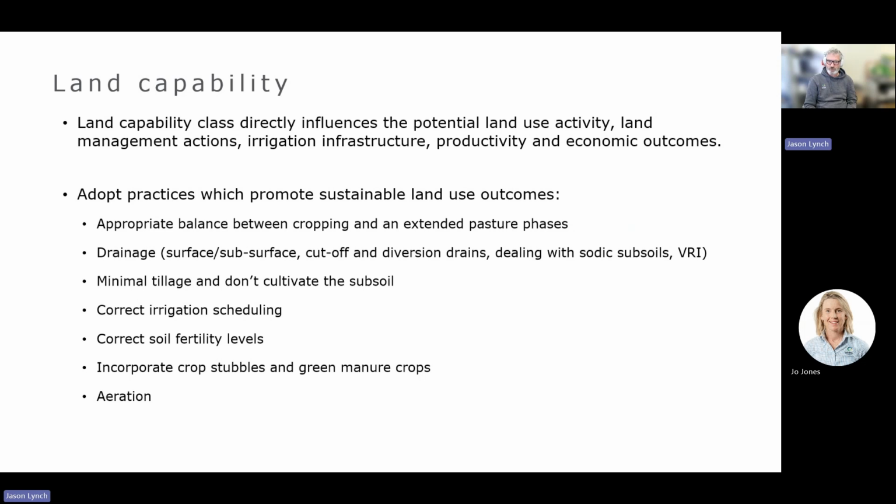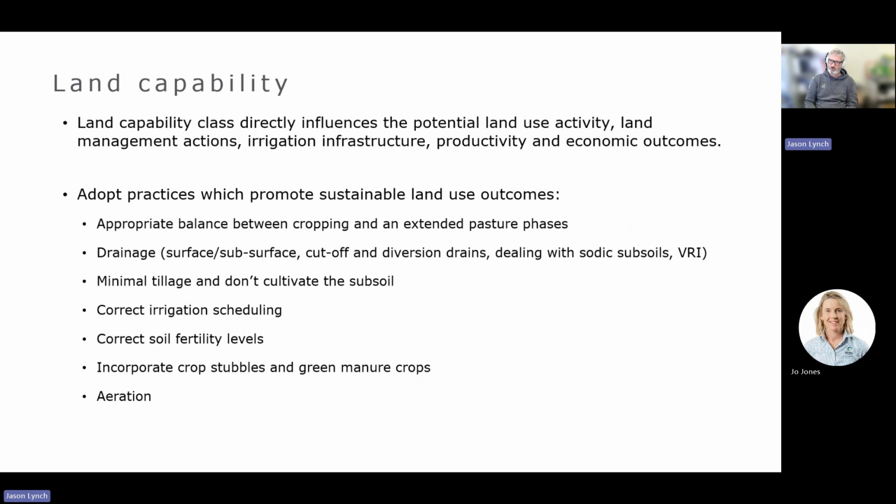Wherever possible, it would be great to incorporate crop stubbles. And if it works out and it's practical, grow green manure crops. These are a major source of soil carbon. We know all the good things that adds into it with soil moisture holding capacity, soil biological activity, etc. It's not always possible to do it, but if it works in the system, try and incorporate your stubbles and try and grow green manure crops.